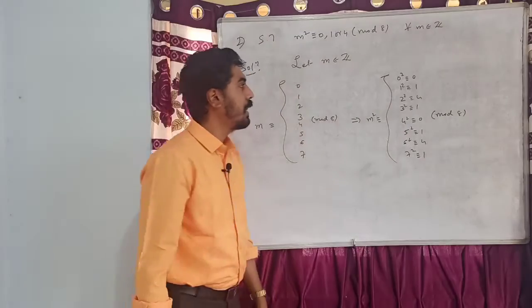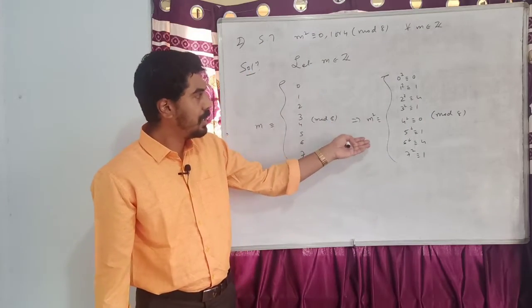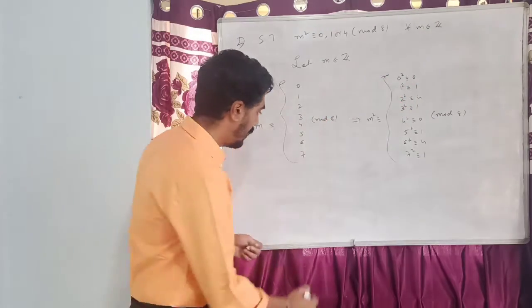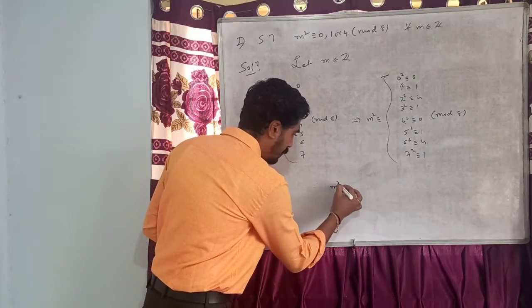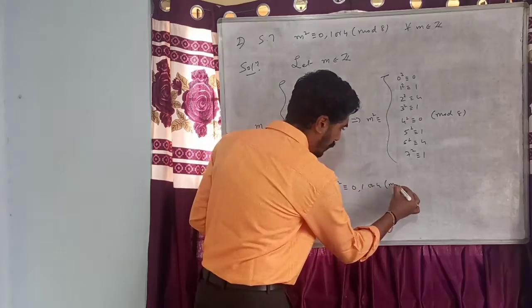Okay. If you observe here, in any case we have m square is either congruent to 0 or 1 or 4 modulo 8, and therefore m square is congruent to 0, 1 or 4 modulo 8.